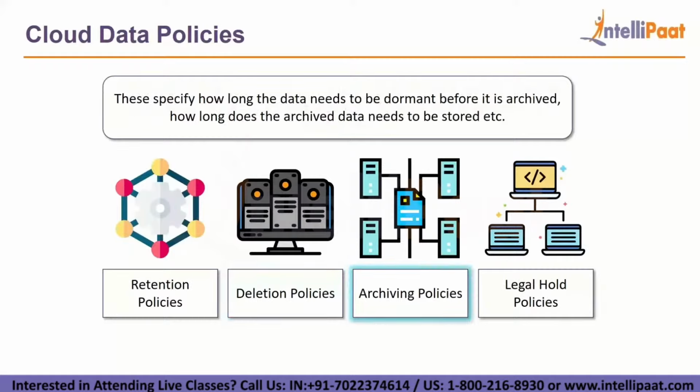Then comes archiving policy. These specify how long the data needs to be dormant before it is archived, and how long the archiving process needs to store the data for. To give you an example, archiving is the process when you store some data that is not very frequently used. The dormant data here basically means that it hasn't been used for a long time.